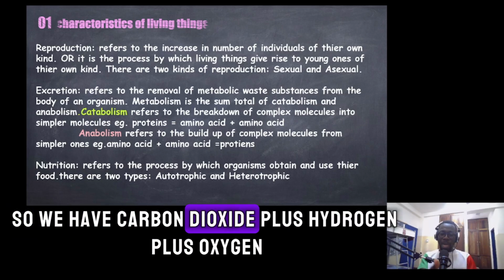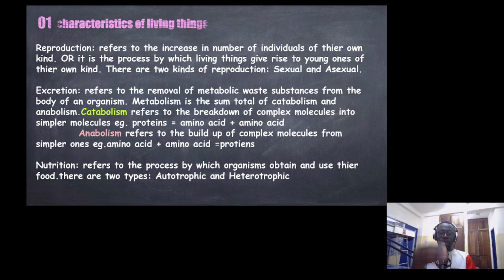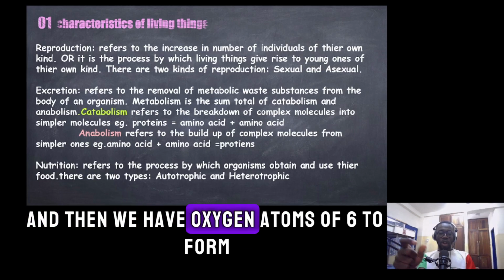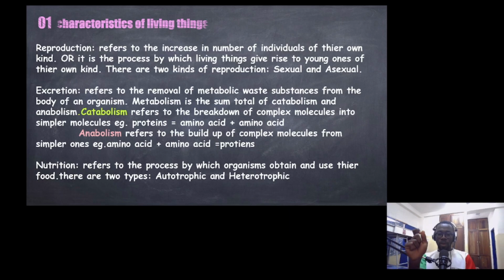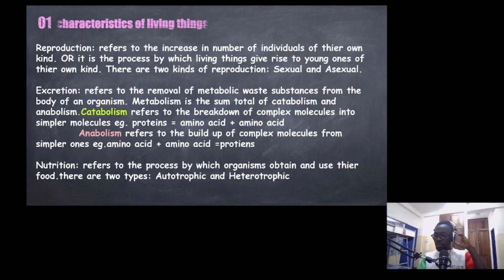So we have carbon dioxide plus hydrogen plus oxygen. We are having 6 of carbon dioxide, hydrogen of 12, and then we have oxygen atoms of 6 to form glucose. Okay. Let's look at nutrition.